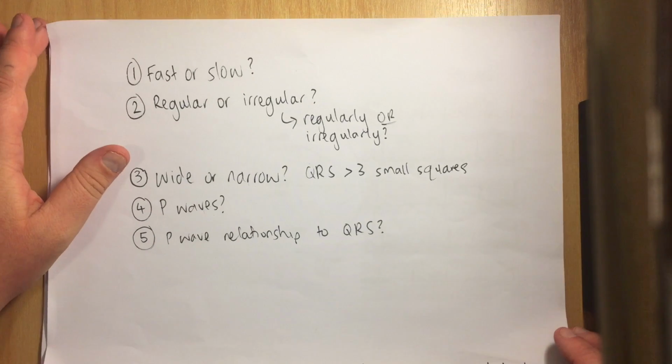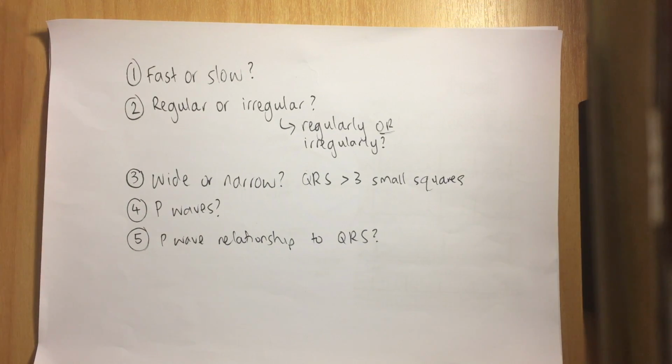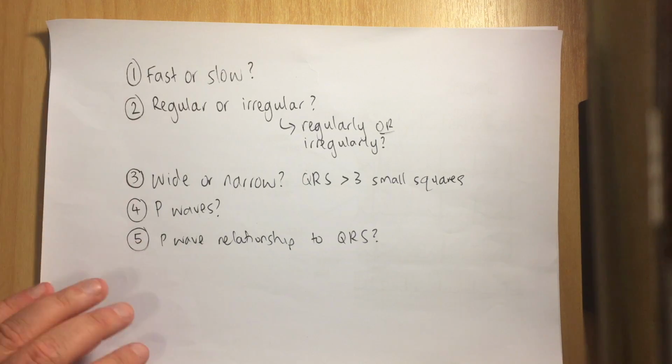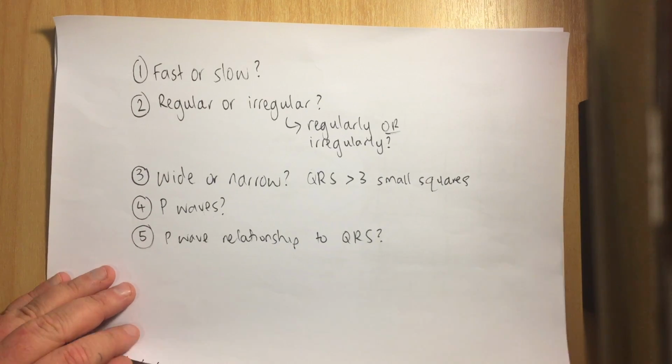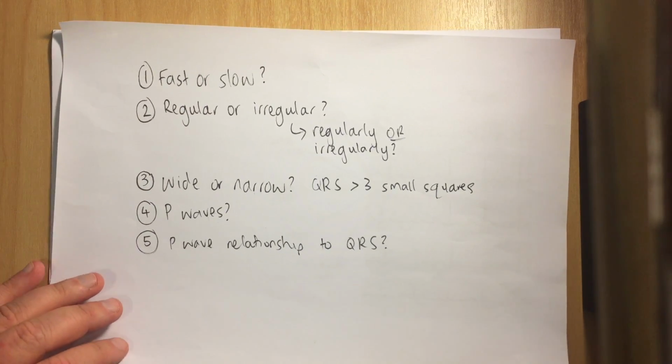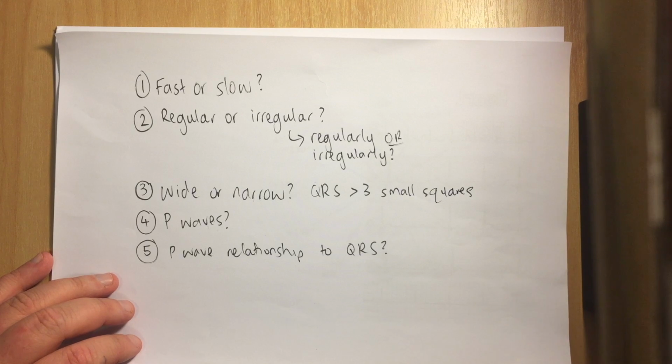We made a start on learning to recognise some of the patterns needed to analyse a rhythm. Is it fast or slow, regular or irregular? Is the QRS wide or narrow? Are there P waves? And what is their relationship to the QRS complex? So thank you for bearing with me through all of that rhythm talk over the last few videos. And now we're moving on to talk about the cardiac axis.